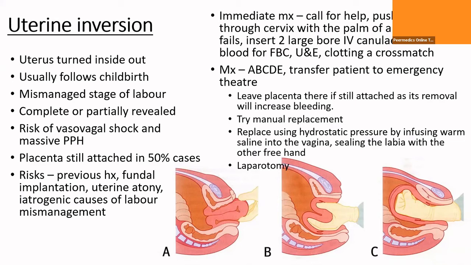If your manual replacement fails particularly, then this is what you're going to have to resort to. Consider using hydrostatic pressure by infusing warm saline into the vagina, and sealing the labia with your hands. Whereas in the image here you've got the hand actually going into the vagina, if you can fill it with fluids instead to balloon it out and then close the vagina or seal it with your hands, that's another way of doing it before you can get into surgery. Otherwise, if this fails, consider laparotomy to try and pull the uterus up and out. But generally, this is going to need some level of surgical intervention to repair.